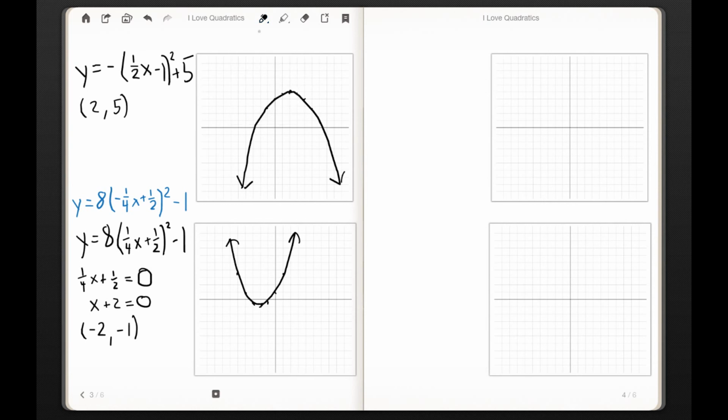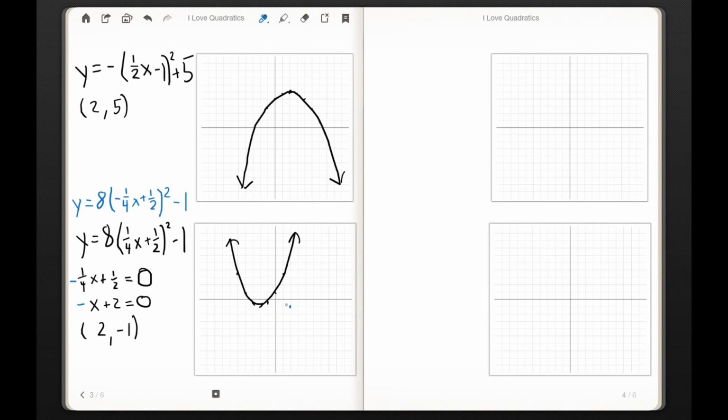Because now, in fact, let's just do it right here. Now we have negative 1/4 x plus 1/2 equals 0. So this will become negative x plus 2 equals 0. And x will now be positive 2. So what that does is the vertex is now positive 2, negative 1. It's right there. But we still go up in the exact same way.